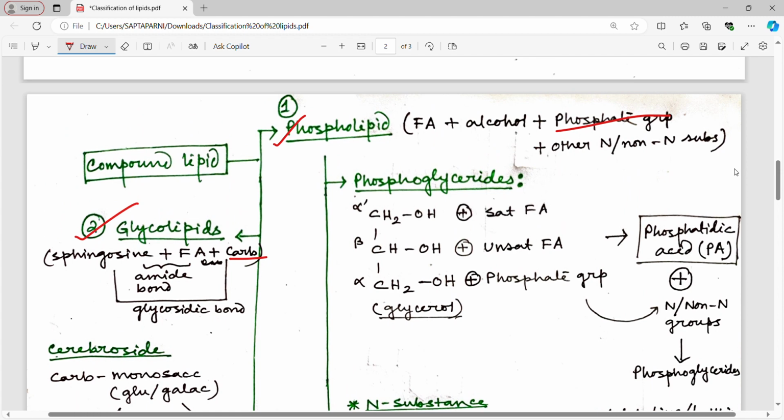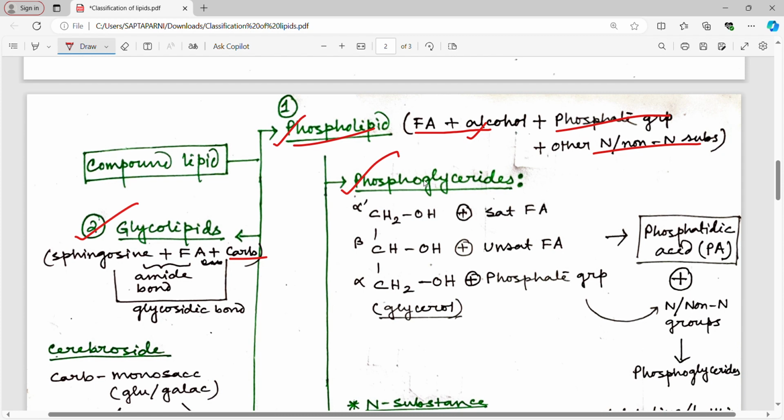one by one. Okay, so in case of phospholipid, you can see these are the esters of fatty acid and alcohol. This alcohol can be glycerol or sphingosine. Then with this fatty acid and alcohol, there will be a phosphate group attached. That is why the name is phospholipid. Along with fatty acid, alcohol plus phosphate group, there could be some nitrogenous or non-nitrogenous substances also. So let's take a look one by one. Phospholipid can be of 2 types: one is phosphoglyceride and the second one is sphingomyelin.